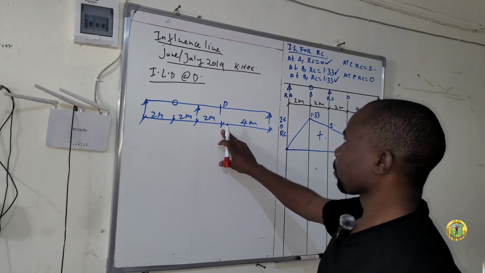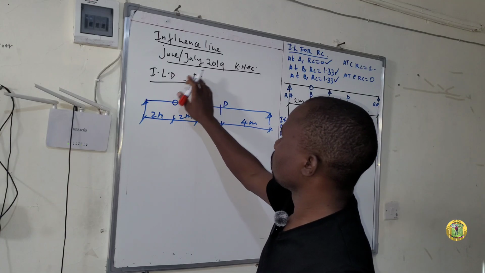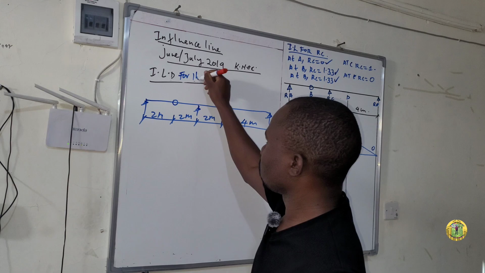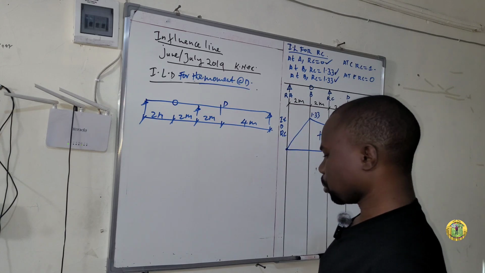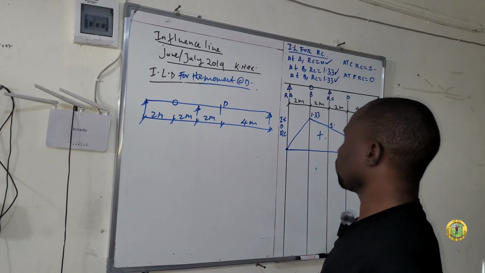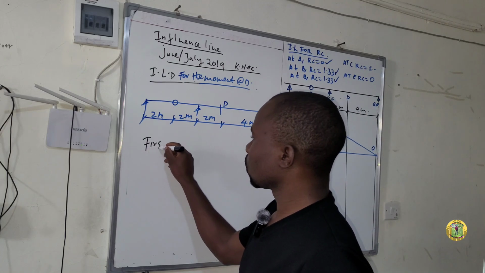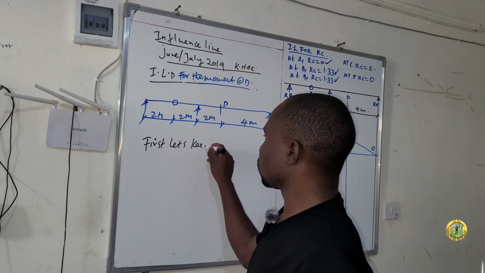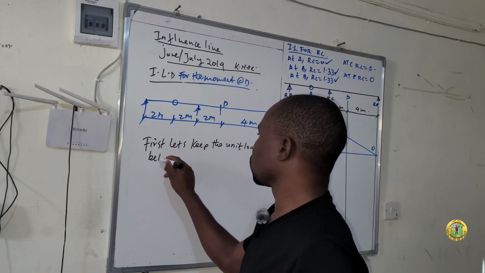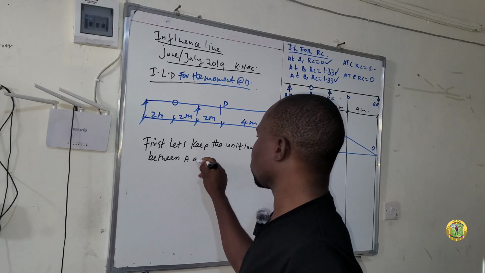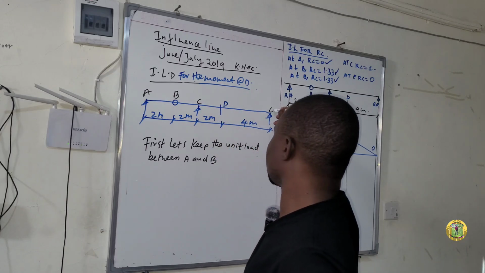So we are supposed to draw the influence line diagram for the moment at D. If this is the beam, first let's keep the unit load between A and B. This is A, B, C, E.